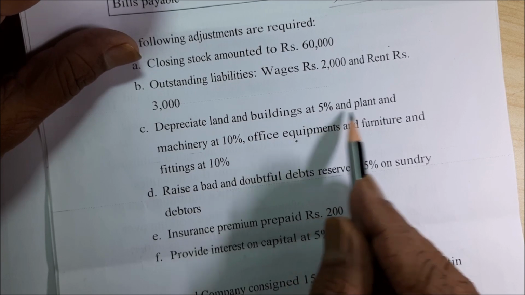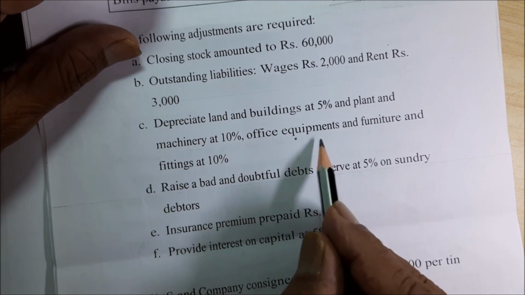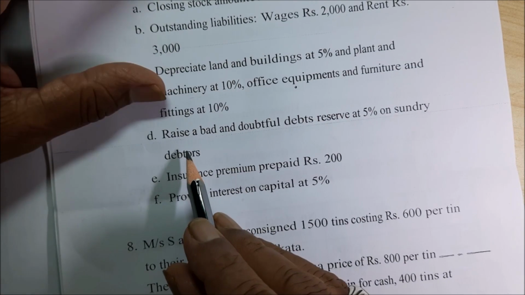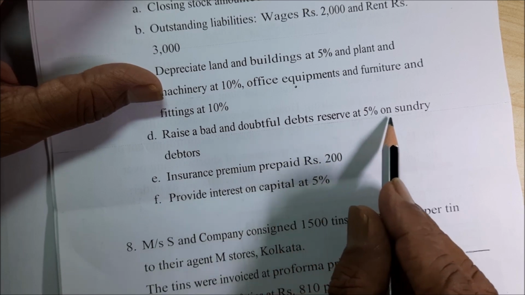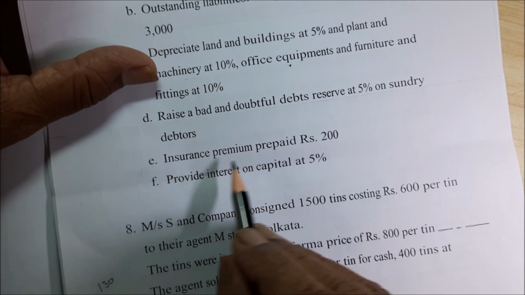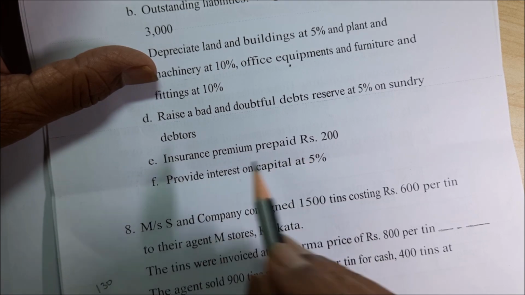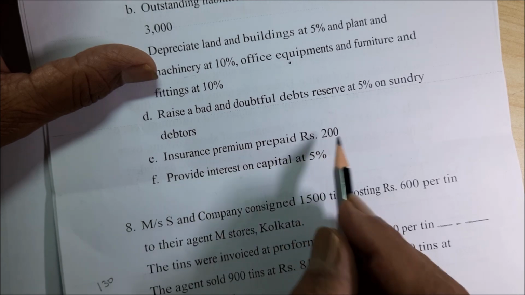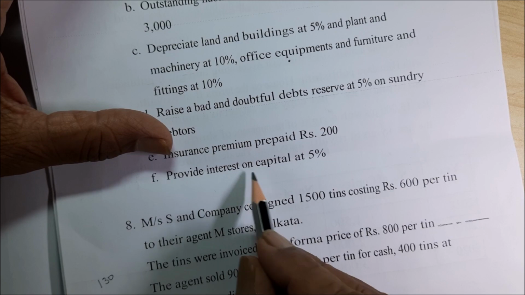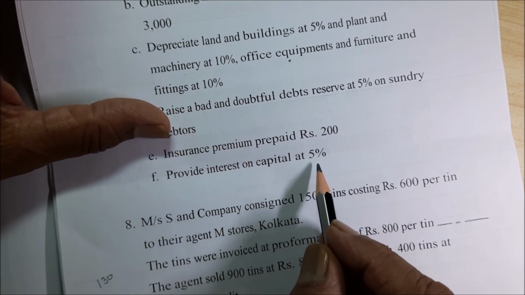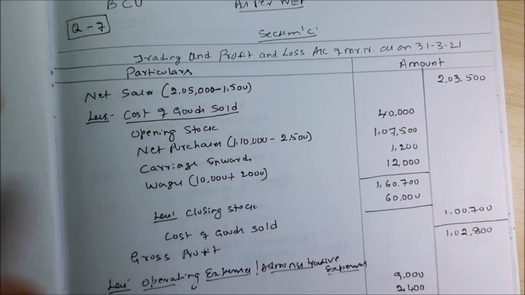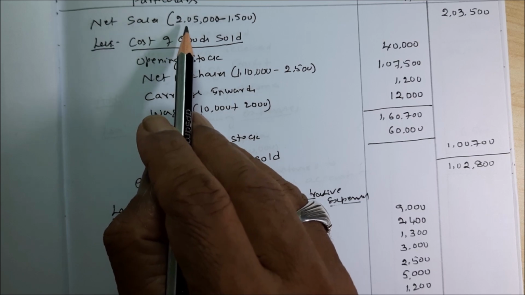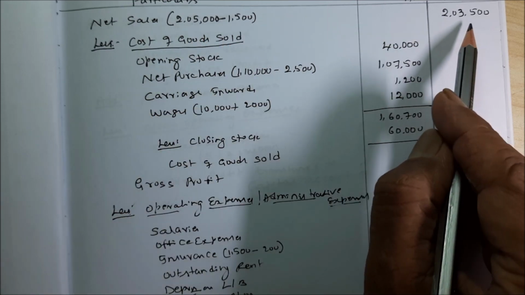Depreciate land and building at 5% and plant and machinery at 10%. Office equipment and furniture and fixtures at 10%. Raise a bad and doubtful debts reserve at 5% on sundry debtors. Insurance premium prepaid, that means paid in advance, is always an asset. So deduct the insurance premium to that extent, 200, and take this 200 on the asset side. Provide interest on capital at 5%. So these are the things. I have worked out the problem here neatly for your reference. Net sales, I have already told you, you are supposed to deduct the returns.